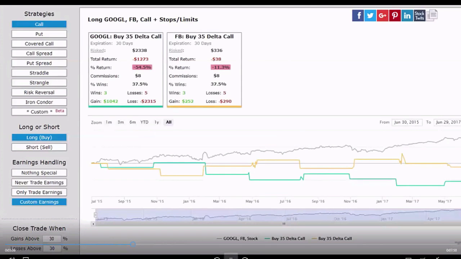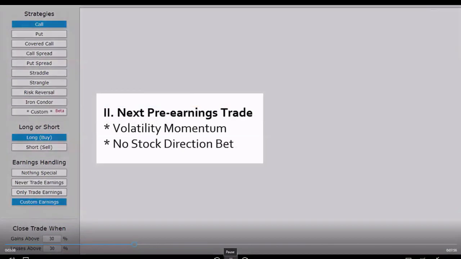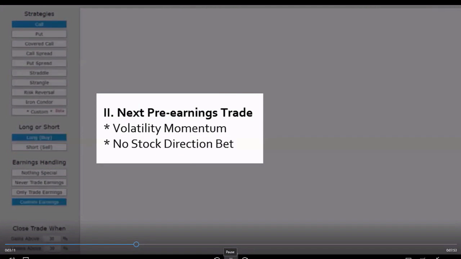Now let's focus on our second pre-earnings trade. And this is not a directional momentum bet. Rather, it's a volatility momentum bet. This trade takes no stock direction risk at all. We'll look at all of FANG again.